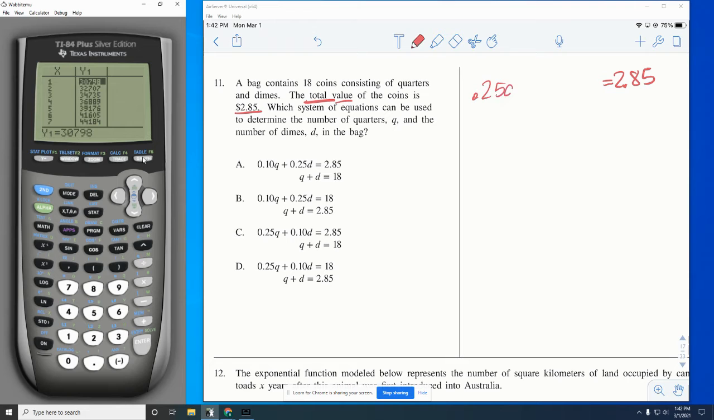Quarters are worth 25 cents, and dimes are worth 10 cents, and then our total money is $2.85. So we're going to need one of our equations to have this, and that's where those numbers come from, the 0.10 and the 0.25. They're not in the problem, but it comes from the value of the coins. Now, based on that, we can immediately mark out A and B because they say quarters are worth 10 cents, right? And then if we look at C and D, this one's good, but D has the values of the coins with the total amount of coins. So just by knowing that one equation, C is my only option.